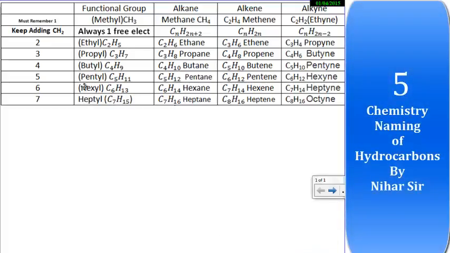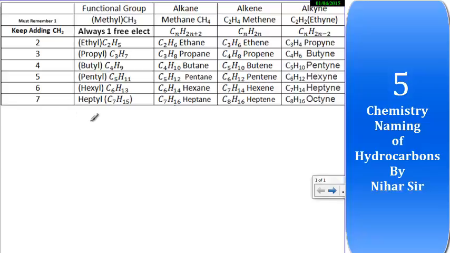Hello friends, let's understand this table. This table is very important to understand organic chemistry. So first of all, we will start from functional groups. What are functional groups? Which kind of elements are called functional groups? The first property of a functional group is that it always has one free electron, right?